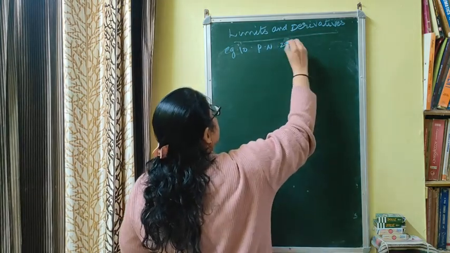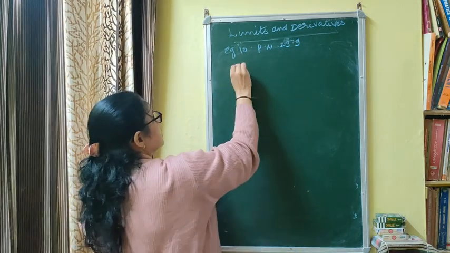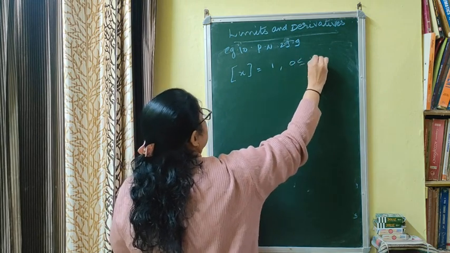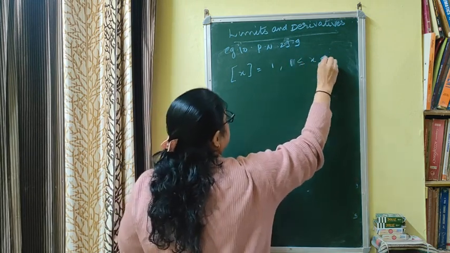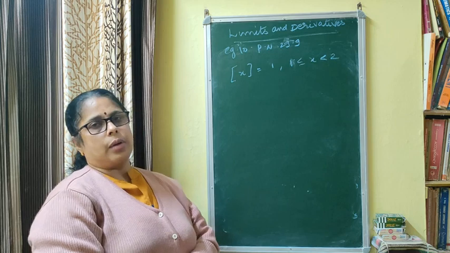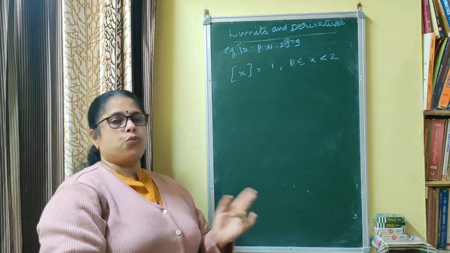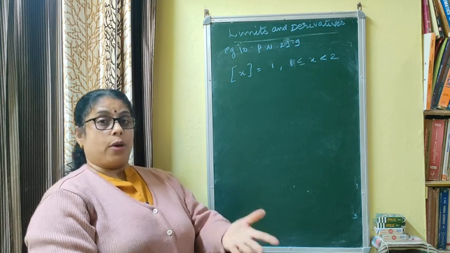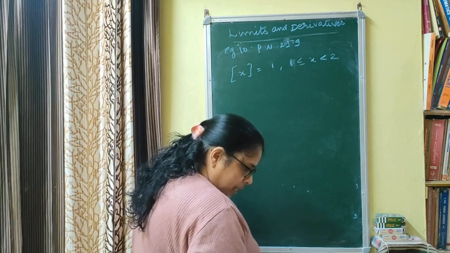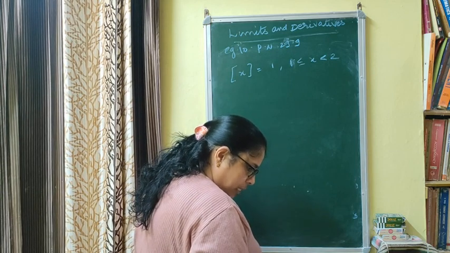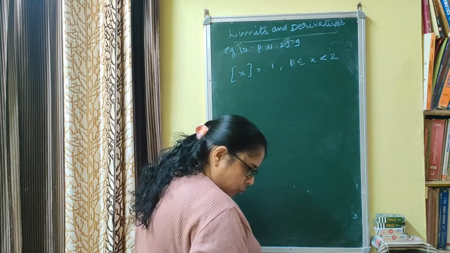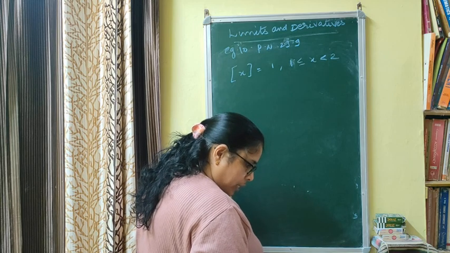Example 10, page number 29.9. Now, do you know what is the greatest integer function? The greatest integer function is denoted by square bracket, equal to 1 if 1 is less than or equal to x less than 2. For the greatest integer we take the number behind, and for the smallest integer we take the number ahead. The greatest integer of 4.3 is 4, but the smallest integer of 4.3 is 5. We take it like this. So you have to find the left hand limit and right hand limit of the greatest integer function f(x) equal to [x] at x equal to k, where k is an integer. Also show that the limit of f(x) as x tends to k does not exist.